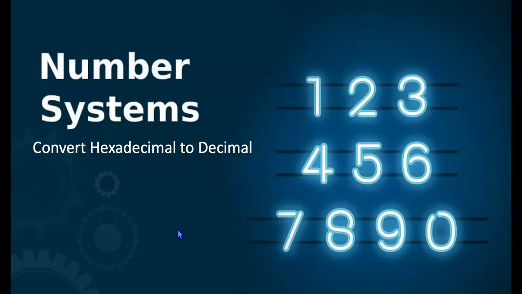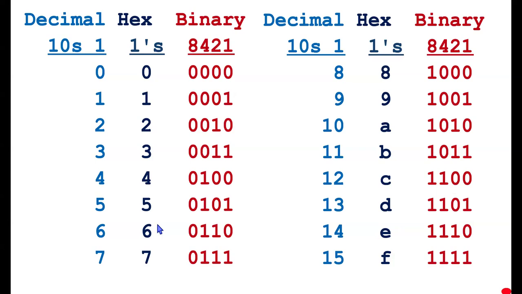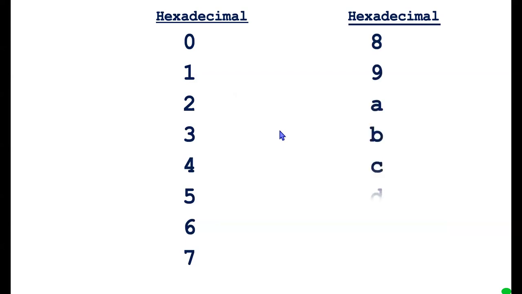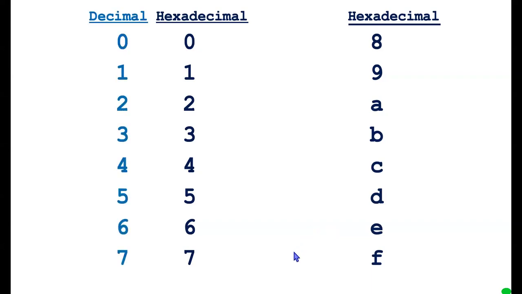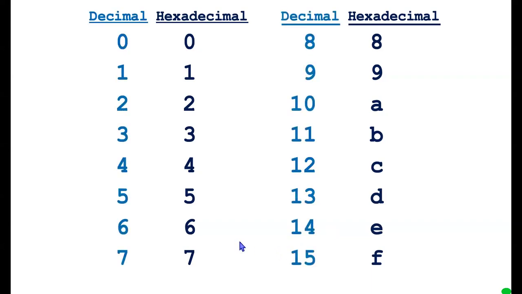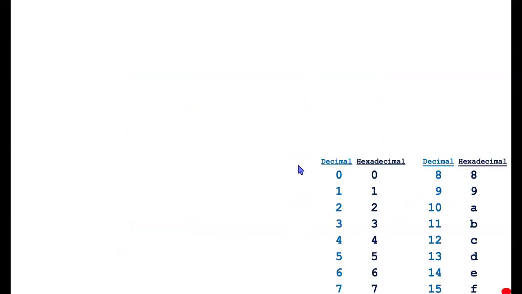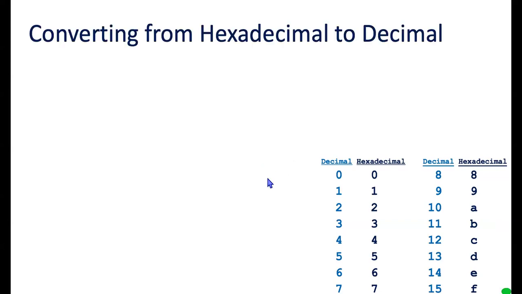Let's convert from hexadecimal to decimal. Here's every combination, once again showing all the equivalency. In hexadecimal, we said we had 0 through F. Those are the 16 digits that we can use. Decimal is 0 through 15. So let's use this as our bridge between hexadecimal and decimal.